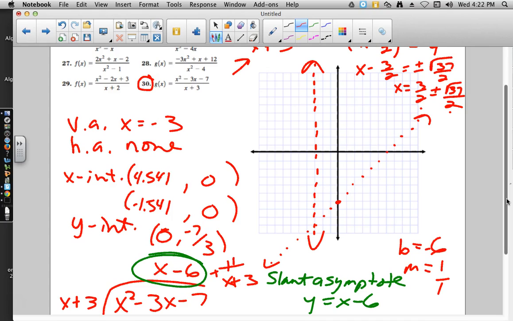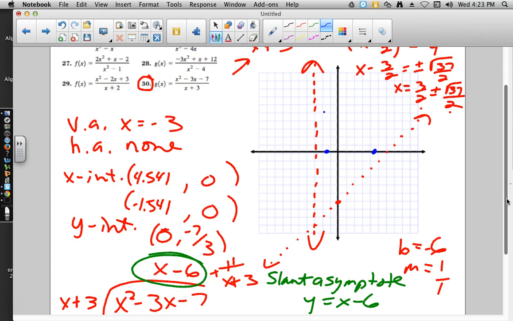Now the reason that I'm continuing on over in that left-hand corner is because pretty obviously this is another branch of the hyperbola. And it's just a matter of figuring out where those branches are going to take place. And that's what happens when we're dealing with that slant asymptote. That gives that away for us. Now let's put the points on there that we do know. We had an x-intercept at 4.541, 0. And we had one at negative 1.541, 0.